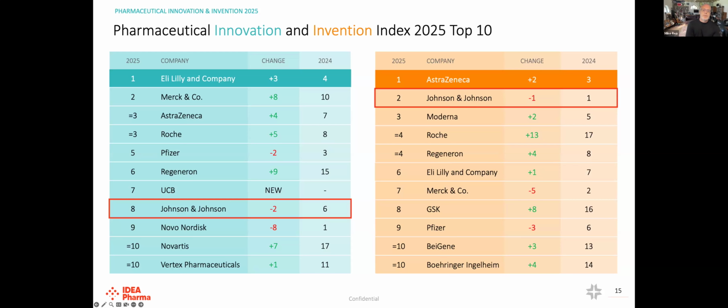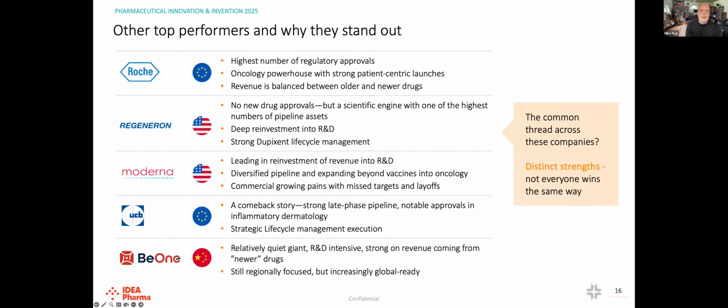We've seen the resurgence of companies like UCB. We've seen companies like Vertex, specialist companies, do very well. And interestingly, in the invention index, we've seen Beijing, the first Chinese company ever to make the index, starting to do well as well. And I'll come on to some of why this matters in the next couple of slides. I won't dwell on this because you can read the slide later if you want to.